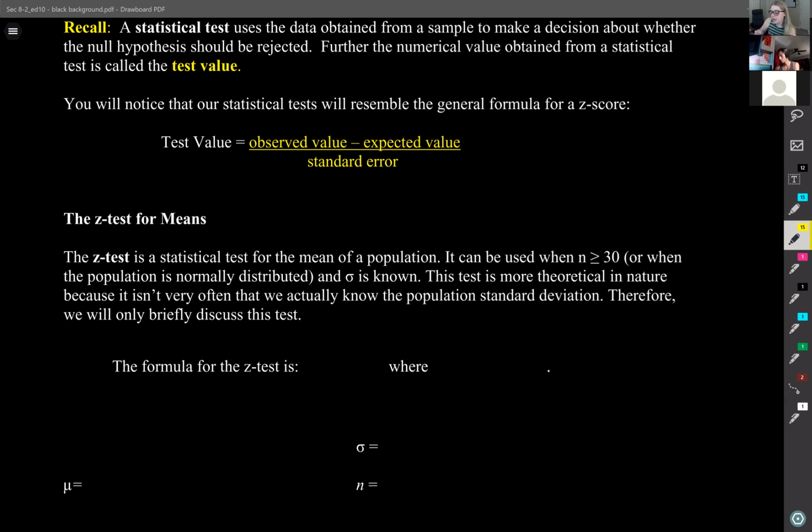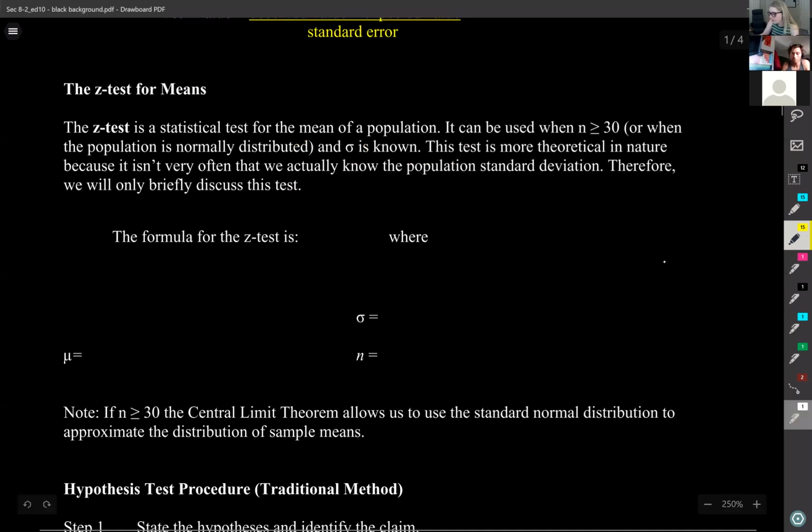Like, there's just no way. So that's why it says this is pretty theoretical, because it's not very often that you actually know the standard deviation of your population. It actually kind of sounds ridiculous that you would know it. So it's more theoretical. We're still going to discuss it, but it will be a brief discussion since it is not the most applicable test in the world. It's a good one to get started on. So let's actually write down the formula.